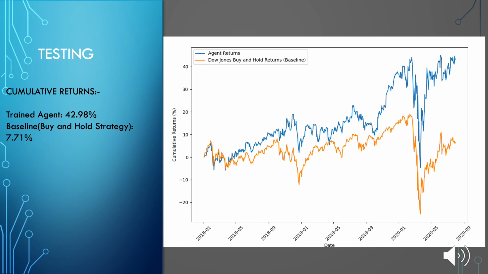Finally, here are my test results. So on the x-axis is the date, which ranges from 2018 to August 2020, and on the y-axis are the cumulative returns for both the baseline strategy as well as the trained agent. Both start off from 0, and the baseline strategy is in orange, and by the end of the test period, this buy and hold baseline strategy can only get you a return of around 8%, whereas the trained agent gets 43% return by the end of the test period, which is quite a bit higher than what the baseline strategy could get.